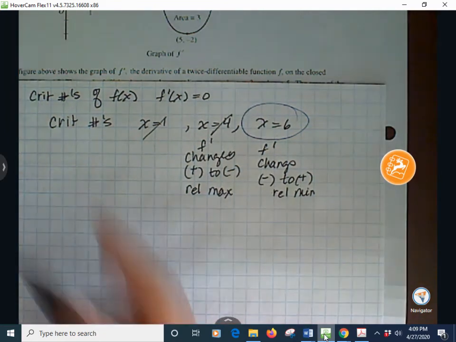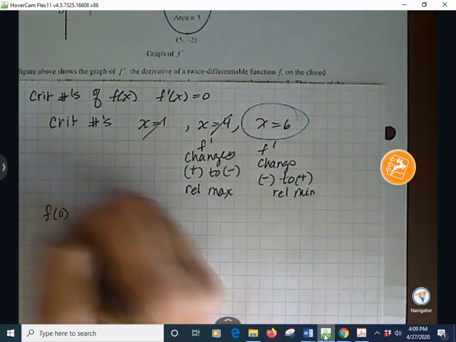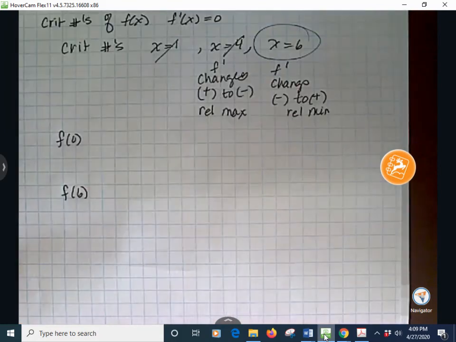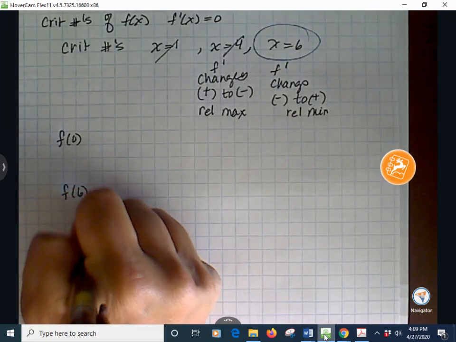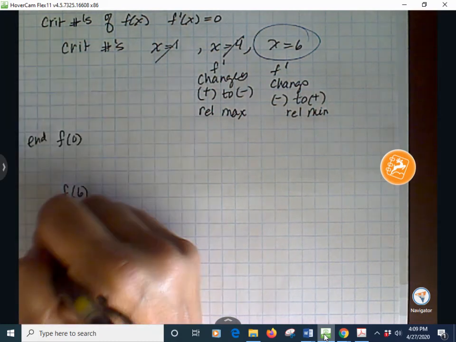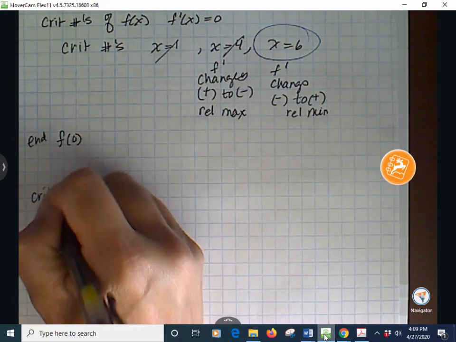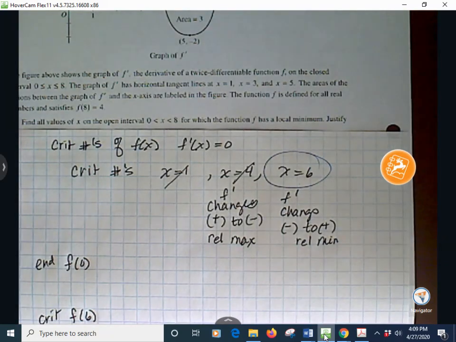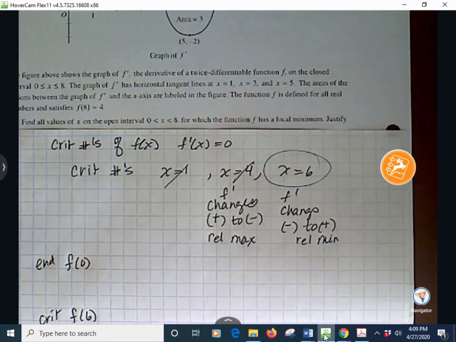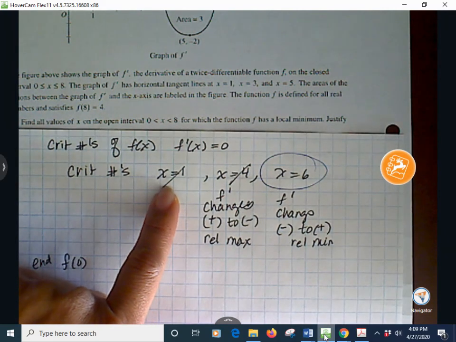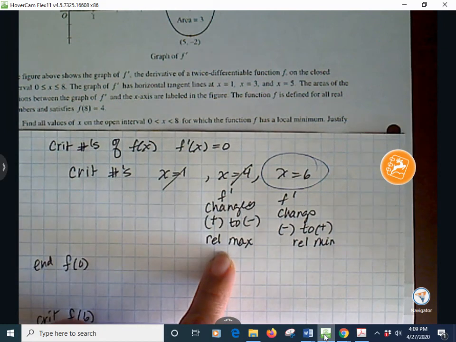So we're going to test the endpoints, f of 0. We're going to find the y value of this critical number, f of 6. And we're going to find the y value of the endpoint, f of 8. So this is the end, and this is the critical. Again, why we don't need these is because we're specifically looking for an absolute minimum, and there's no change of signs there, so there's not going to be an absolute minimum. And this is a relative max, so it can't be an absolute minimum.